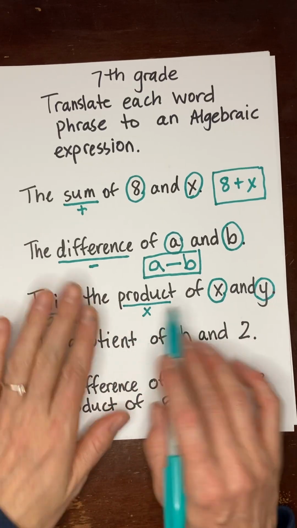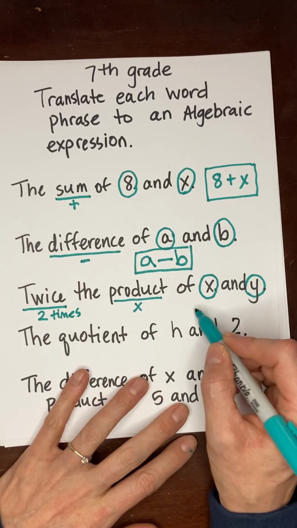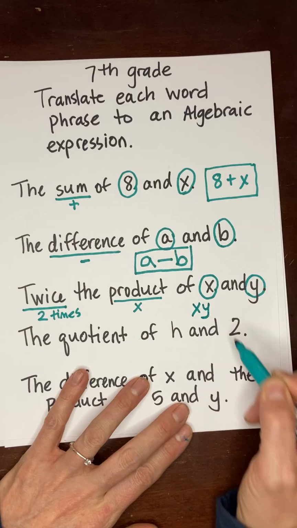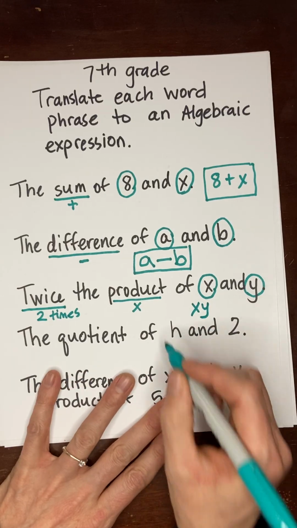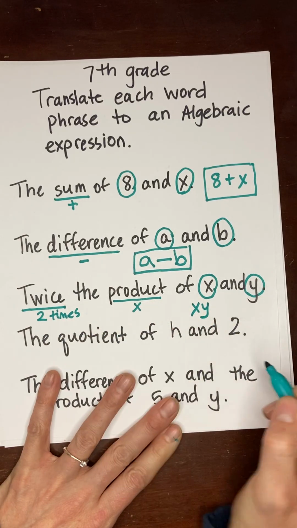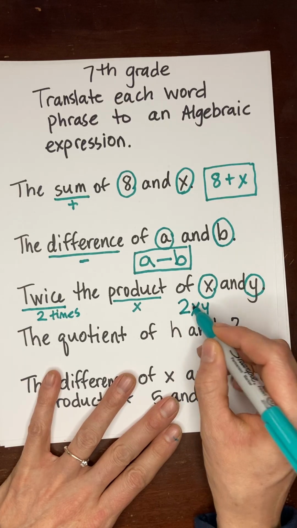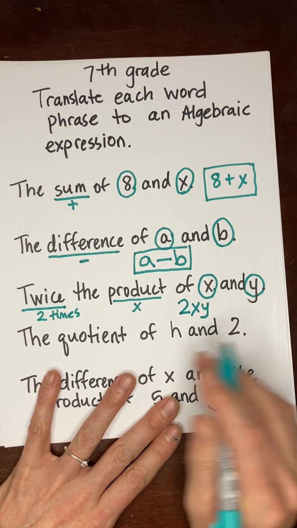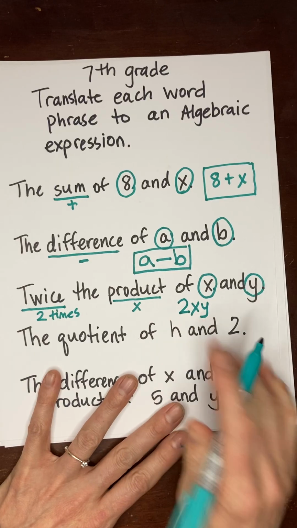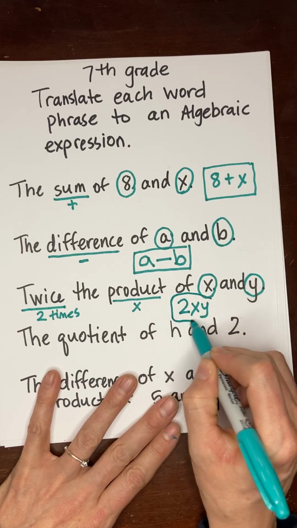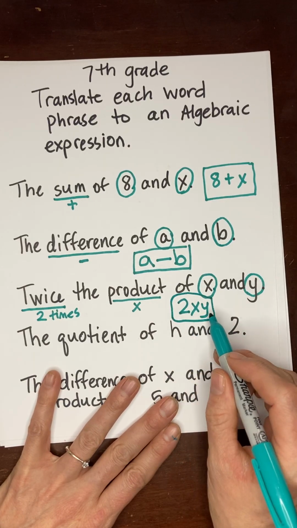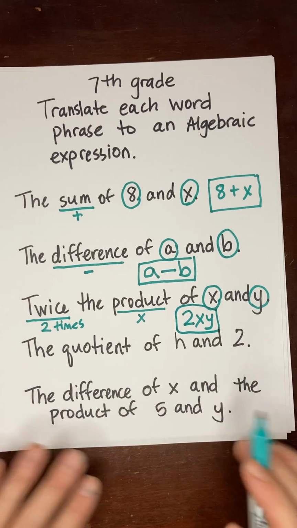So I'm doing twice the product of X and Y. First I'm going to start with the product of X and Y. That looks like this, X and Y. There's my product. Now I want 2 times, so 2 times X and Y. I could write a raised dot in between, but I don't need to because side by side means multiplication. So my answer is just 2 times X times Y. All right, let's look at the next one.